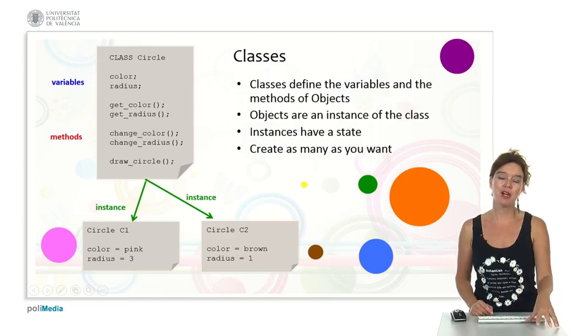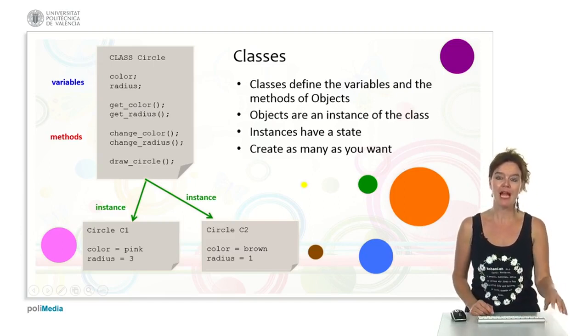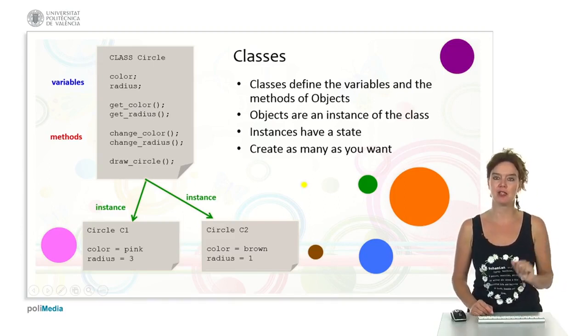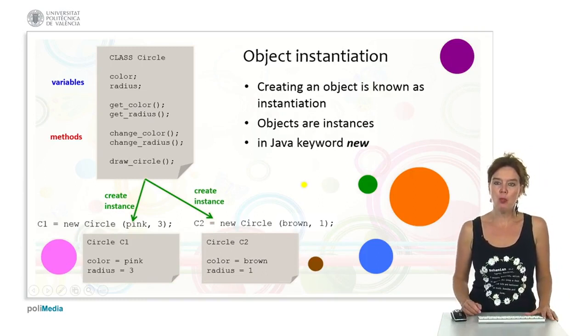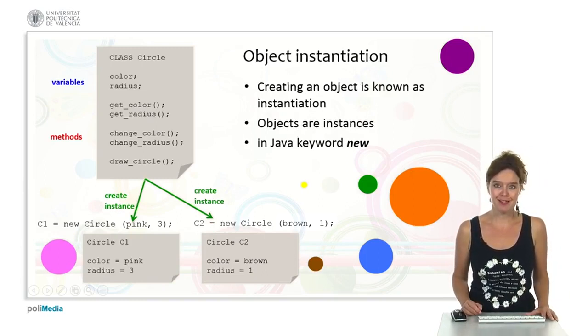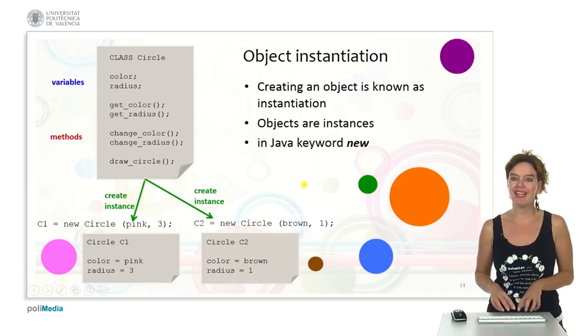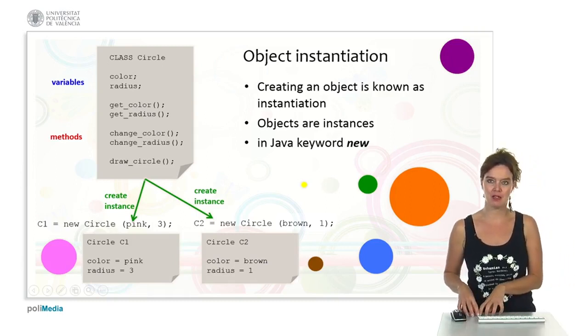So the class defines the variables and the methods and the objects are just instances of this class. And these objects have the state. Creating an object of a class is called instantiation. We instantiate a class and create an object. And then these objects are instances of this class.